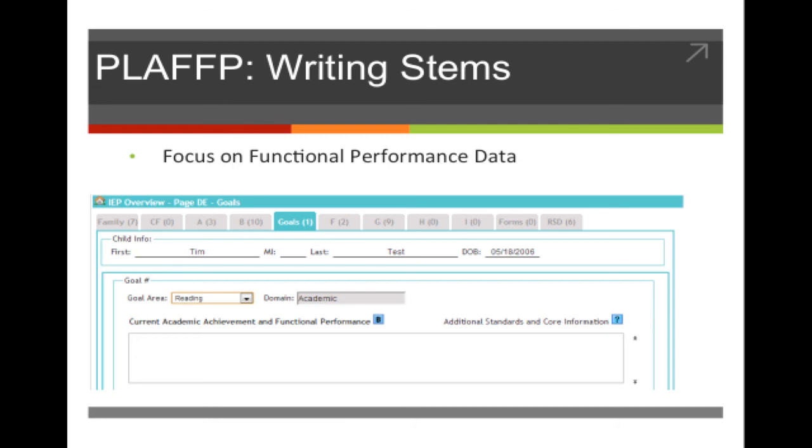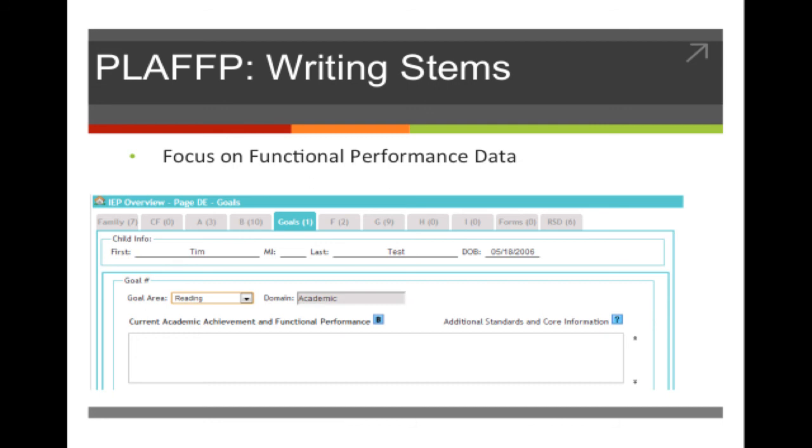The PLAF is where the results of the initial or most recent evaluation and the results of district-wide assessments relevant to the goal are described. Performance in comparison to general education peers and to the Iowa Early Learning Standards or Iowa Core Standards also need to be indicated. The Iowa Early Learning Standards and the Iowa Core Essential Skills can be accessed by clicking on the question mark above the PLAF portion of the goal page.